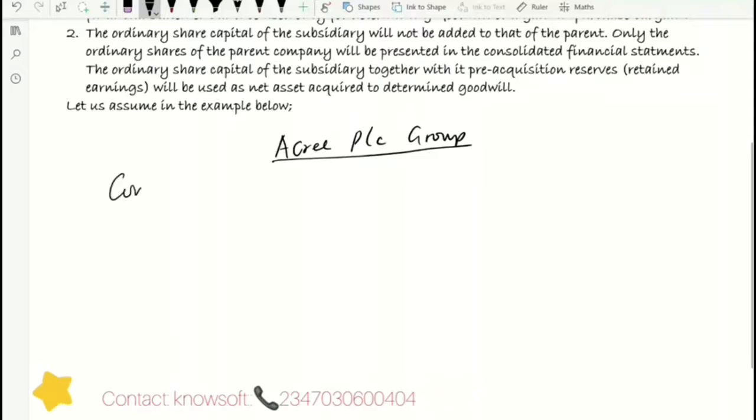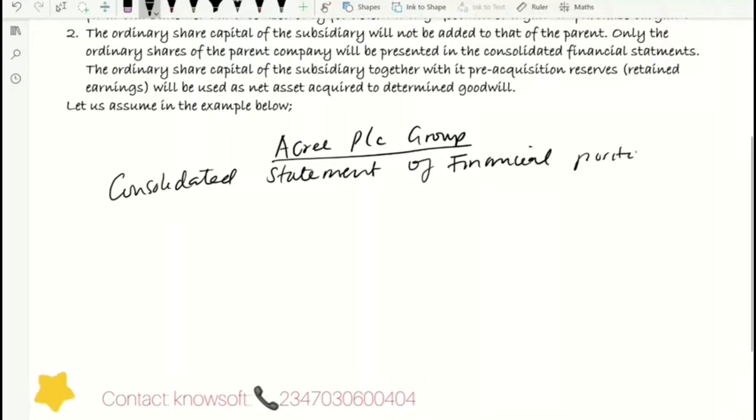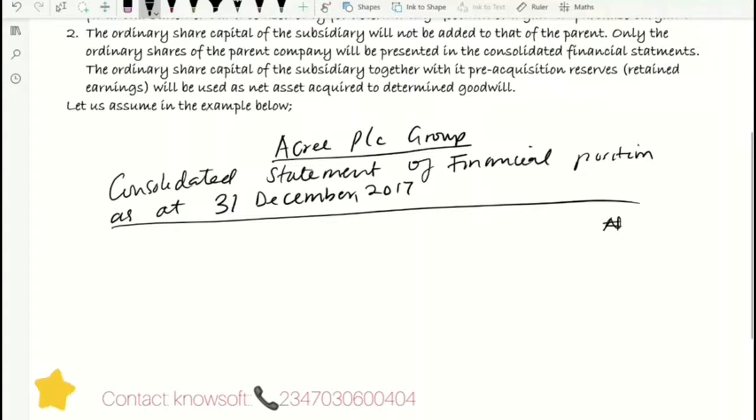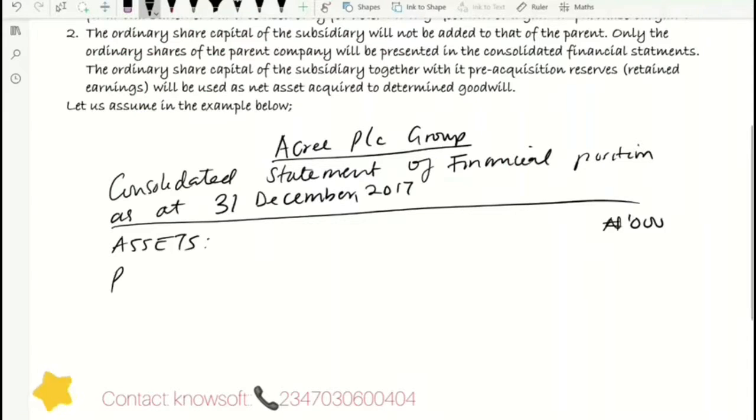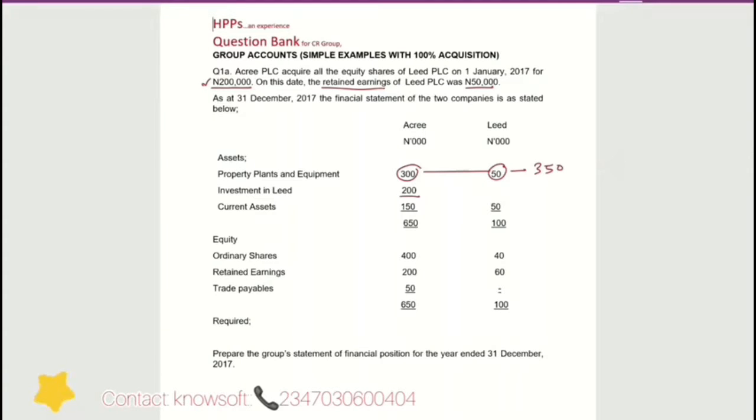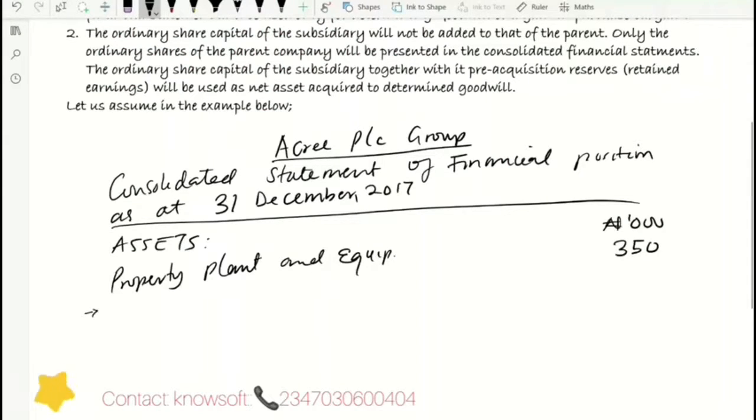Acri PLC Group. Then you say consolidated statement of financial position as at, because it's a balance sheet, 31st of December 2017. Then you start by looking at the assets of both companies. You add the assets of the parent to that of the subsidiary, and property, plant and equipment is 350,000. Then you give a space for goodwill, because you don't know if you have a goodwill or a gain.